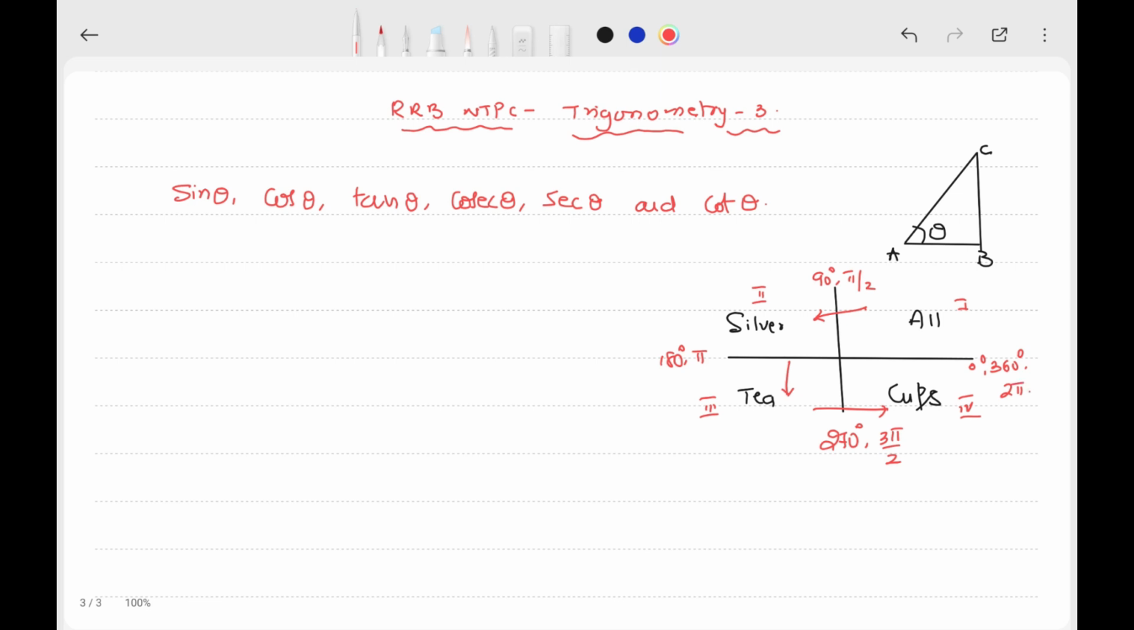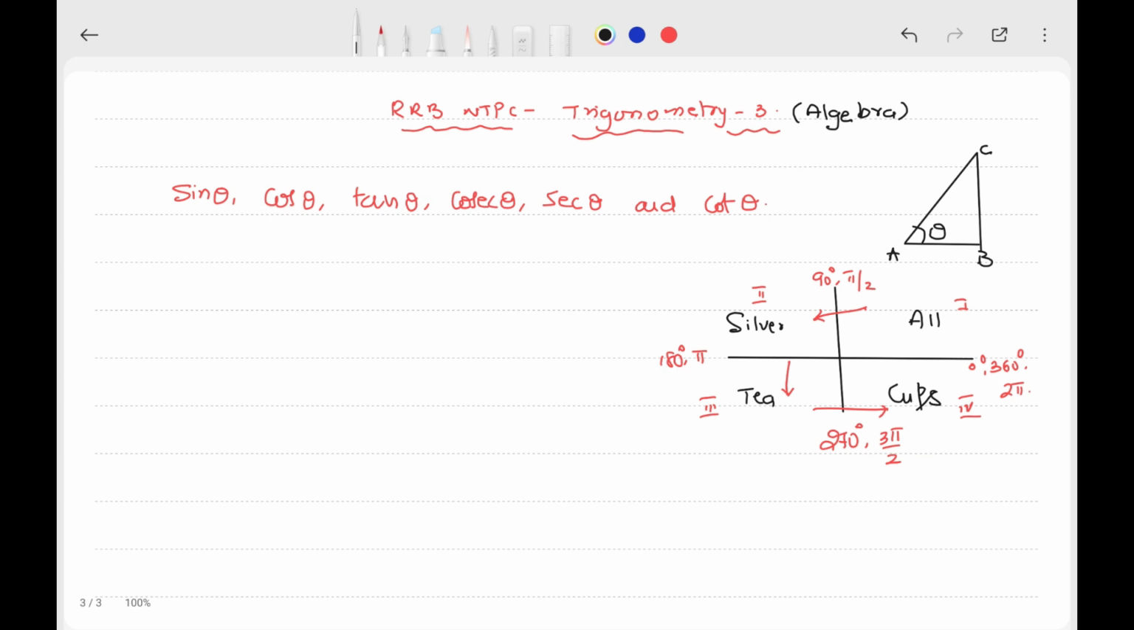Then, to better understand this particular trigonometry, we require a little bit of algebra also. I thought of giving MCQs in this lecture, but I felt that there is a need for understanding a little algebra before going further to MCQs.